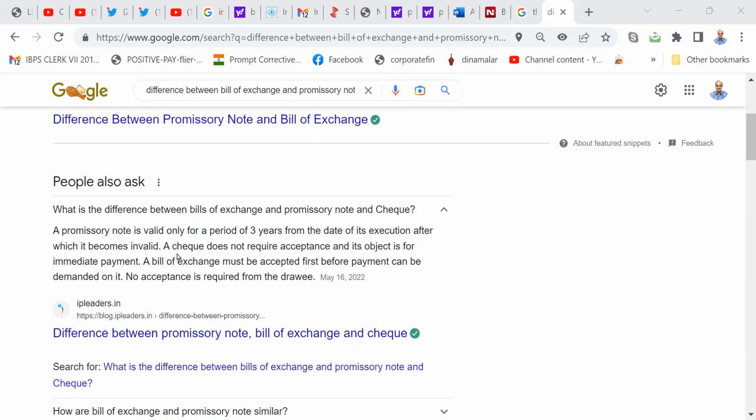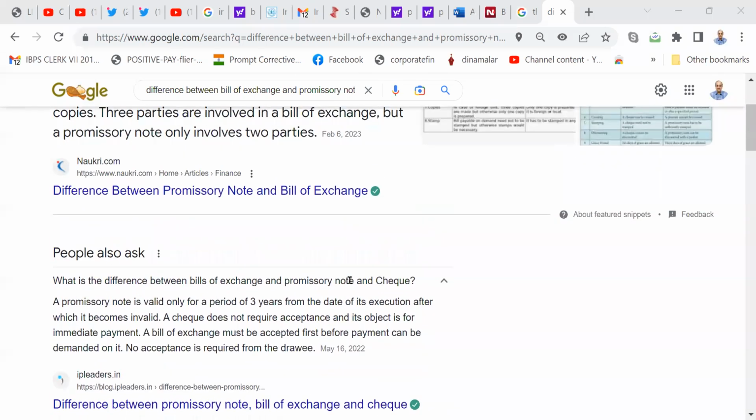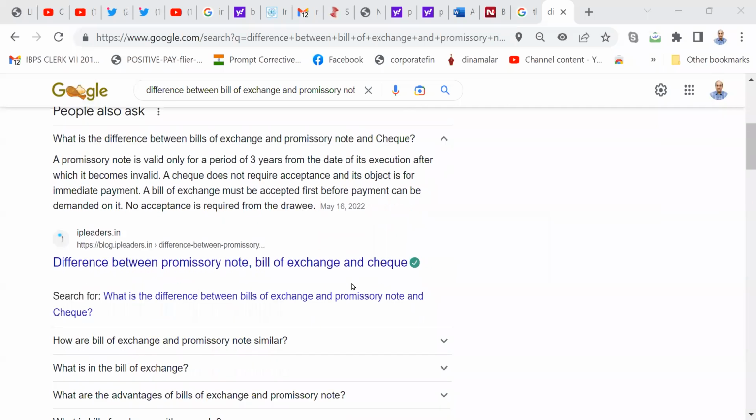Promissory note is valid only for a period of 3 years. This point I omitted to tell you. A promissory note is valid for a period of 3 years of its execution, after which it becomes invalid. A check does not require acceptance and its object is immediate payment. A bill of exchange must be accepted first before payment is demanded, and no acceptance is required from the drawee. So this is what it is.